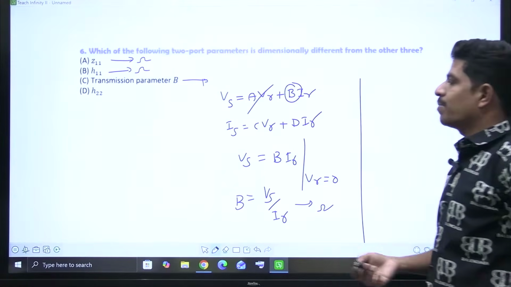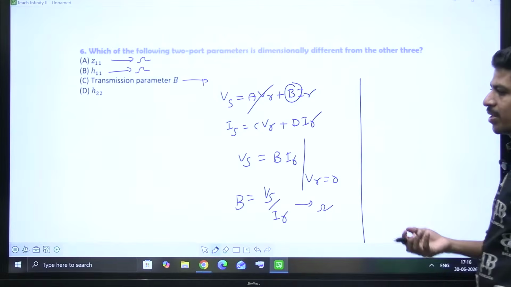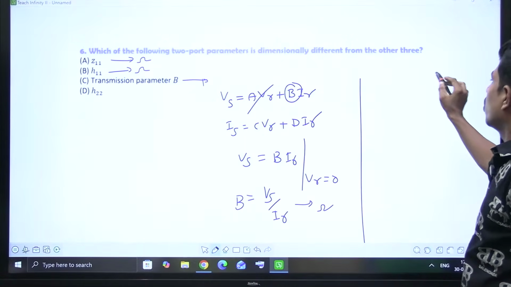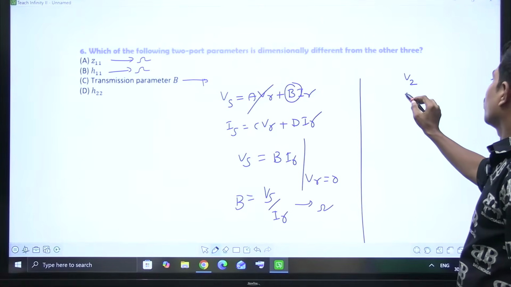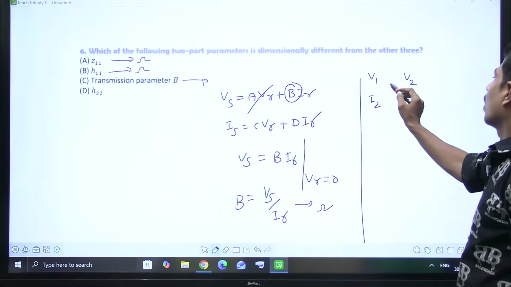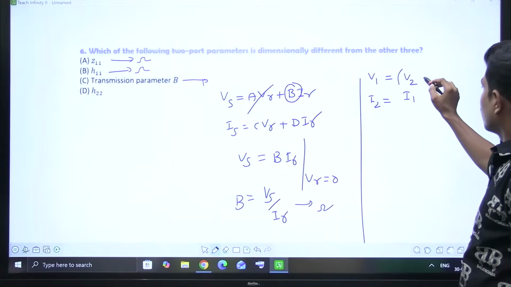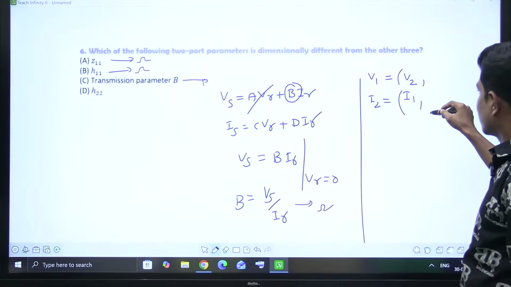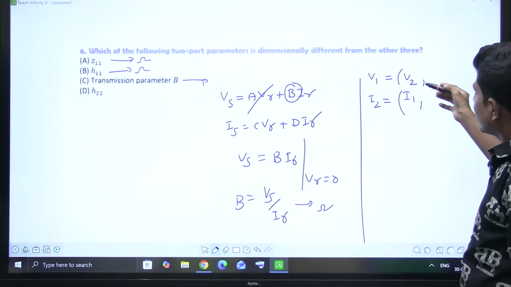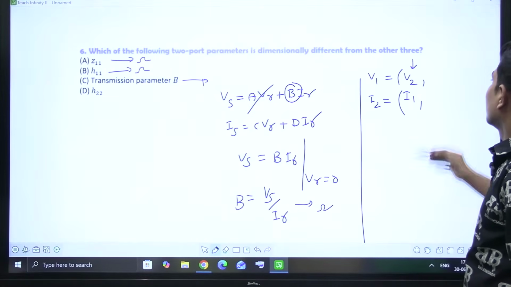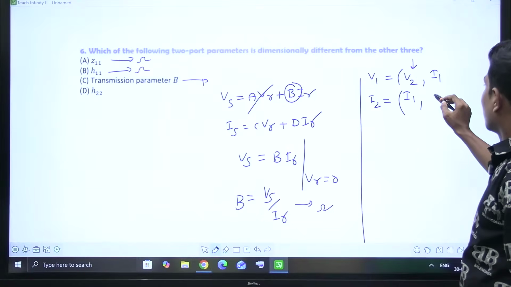Sir, what about H parameters? Let's understand what H parameters are. In H parameters, we know the output voltage V2, and the input current I1 is also known to us. These are the known quantities, I1 and V2. Unknowns are V1 and I2, which we write in terms of the known quantities.